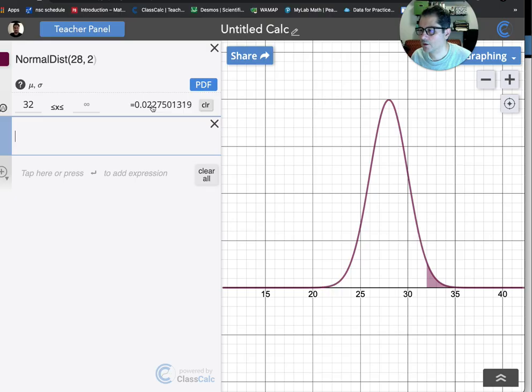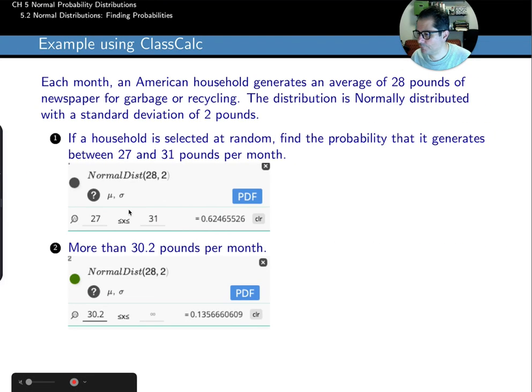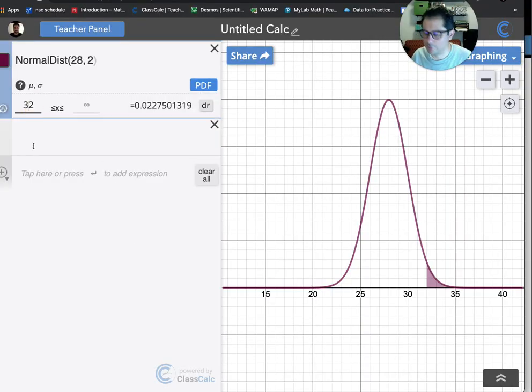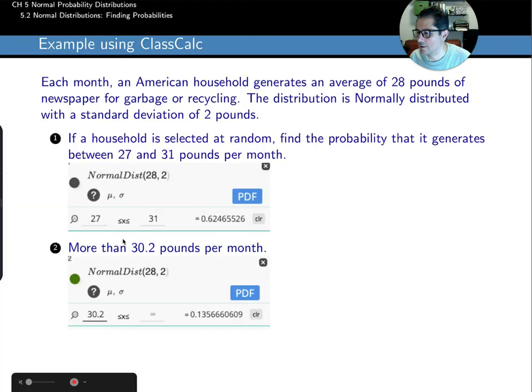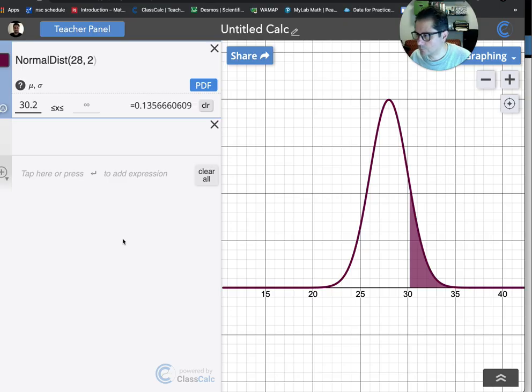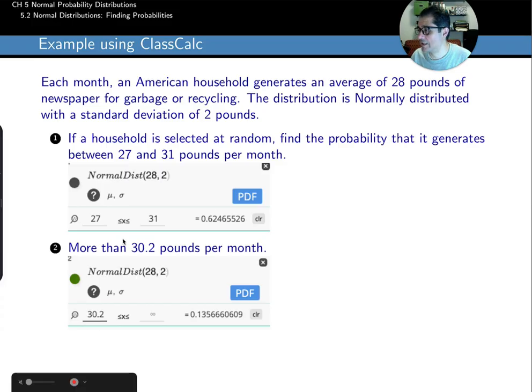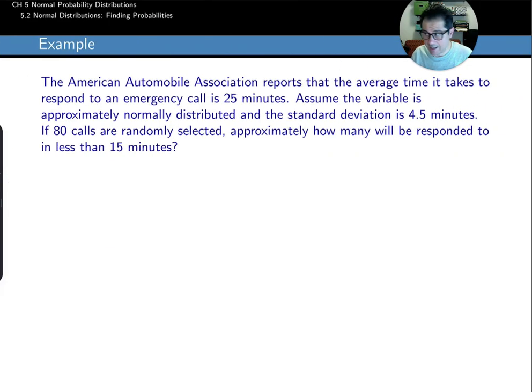It's about 2.2%, 0.01356. Okay, so using the class calc or any technology tool, we can directly find the answer again. We don't have to find the z-scores and convert back.